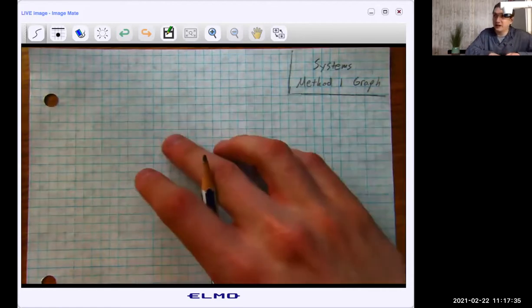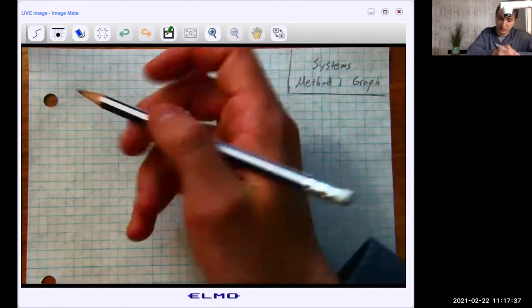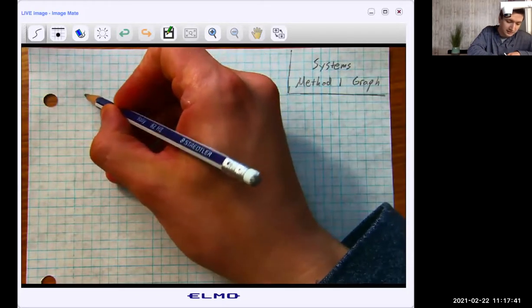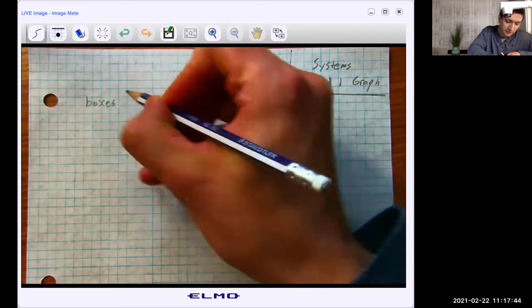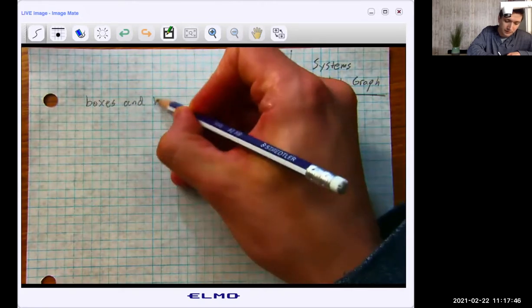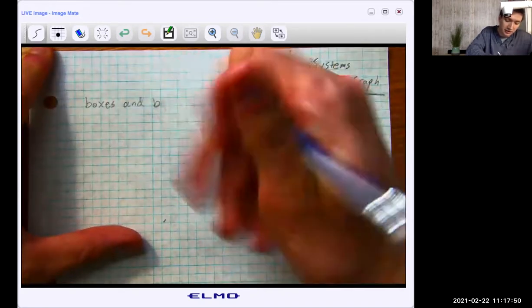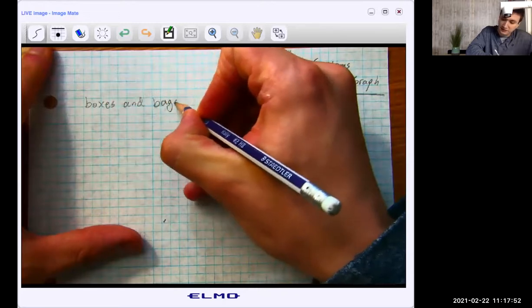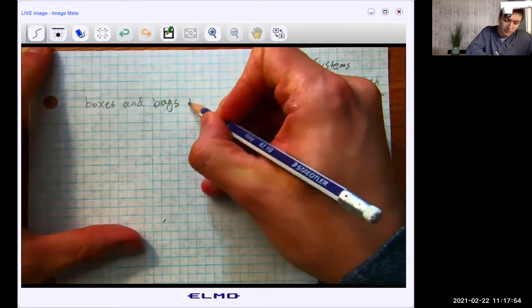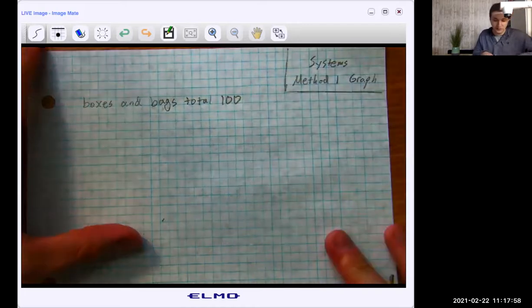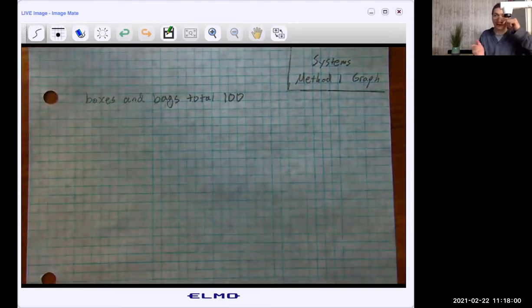So I began by writing down what I knew, kind of what you guys were doing too. We knew that the boxes and bags, we knew that we had 100 of them. So the boxes and bags total was 100. And so we wanted to find out how many of each, right? Like whether 25 and 75, 20 and 80, we wanted to know how many of each do we have.